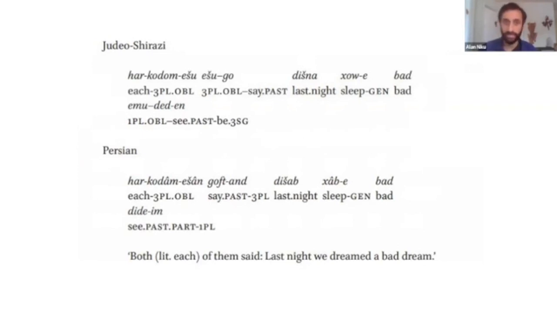Great, these are pretty similar sentences. Now we go up to Shirazi, and suddenly it's super different, even though this is a Southwest language developed in exactly the same place as Persian. So Judeo-Shirazi is Har kodomeshu eshugo dishna choa bad emudeden. So if you just look at those next to each other, you can kind of track these sentences and see that they're pretty different. You're not going to really understand one if you understand the other.